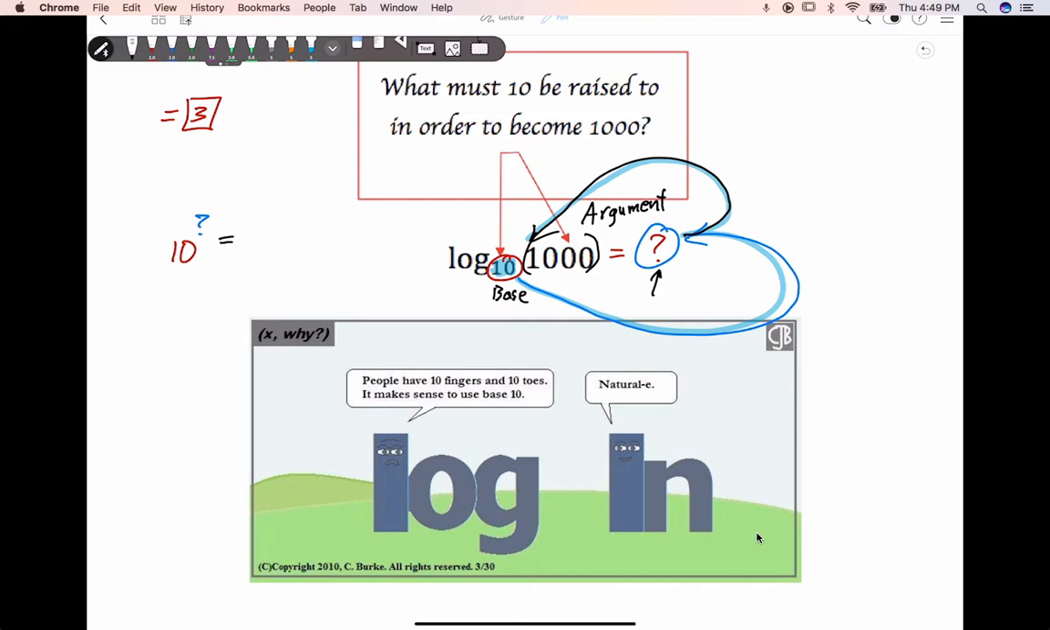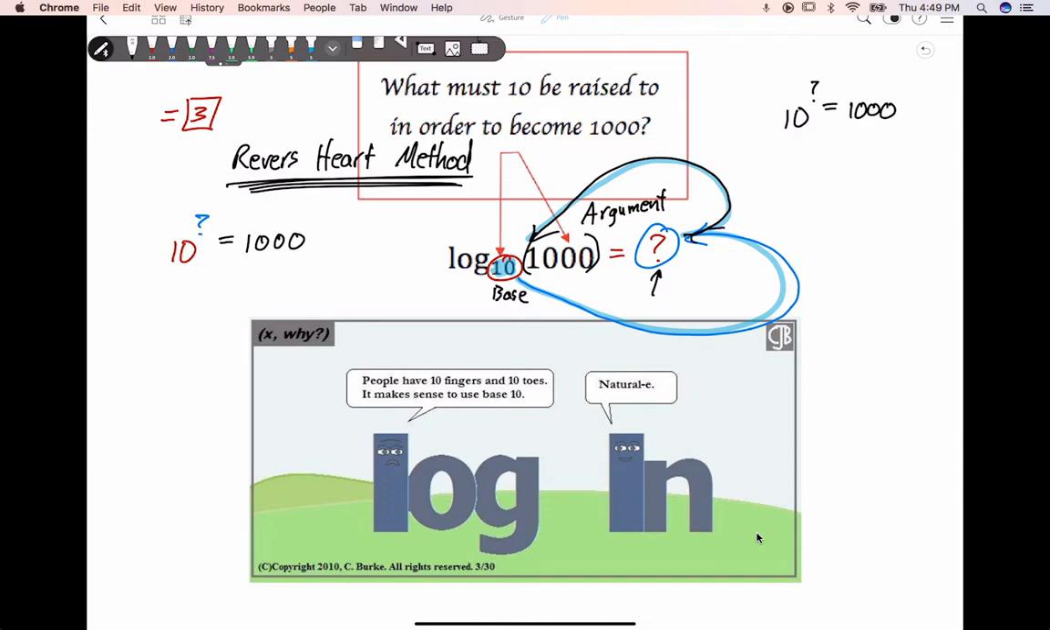Because again, this correlates with our exponential of 10 raised to the power of question mark is equal to the 1,000 over here. Okay, so we'll go ahead and write this. This is called, again, the reverse heart method. Now, that's just something that teachers kind of came up with just to help students with this unit, but it's the base raised to this number is equal to the argument. See, it doesn't have as good of a ring as reverse heart method does. And since we all, quote unquote, love math, we figured that's perfect. All right, so let's keep going.